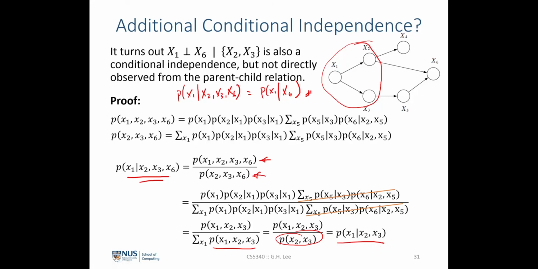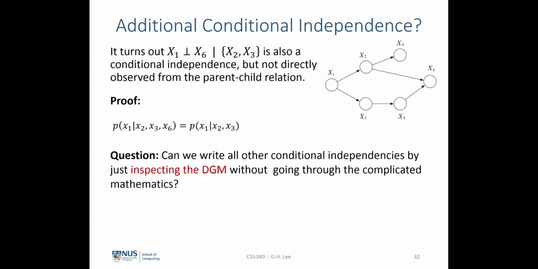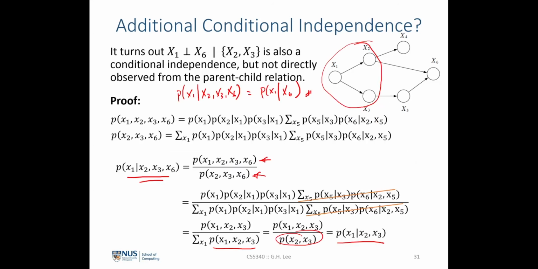Hence we have proven that the relationship over here is correct. So having observed that there are additional conditional independences that cannot be directly described by the parent-child relation, the question is, can we find another method to directly allow us to detect which are the additional sets of conditional independence from the Bayesian networks without going through the tedious computational process that we have worked out earlier in this example?